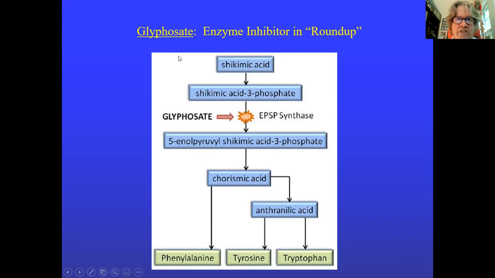So the way glyphosate works is it starves the host, usually plants affected by Roundup, of phenylalanine, tyrosine, and tryptophan, and they just can't make proteins anymore because they don't have these amino acids available. And so they die. Done. So glyphosate is a good inhibitor of the enzyme that carries out EPSP synthase.